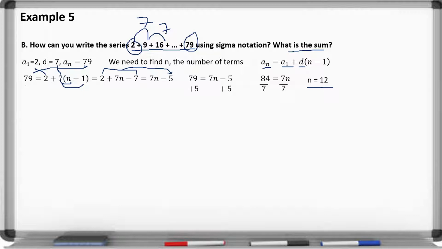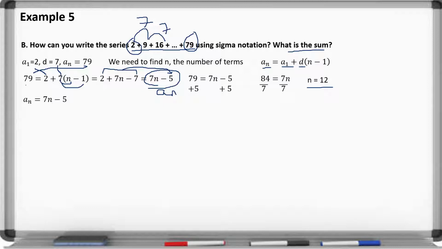So we want to go ahead and make use of this number. Remember that an is 7n minus 5. So that's this guy that we just found. That was our an. So we're going to use that to our advantage.